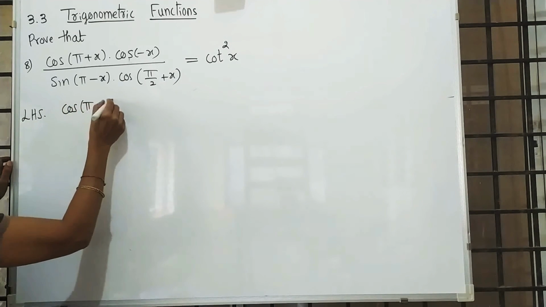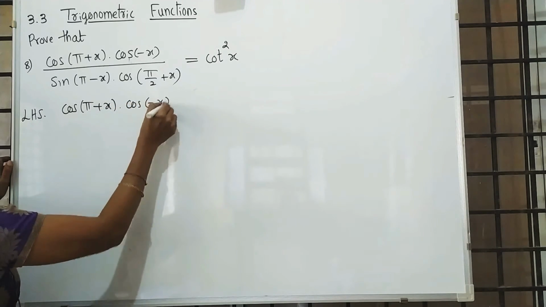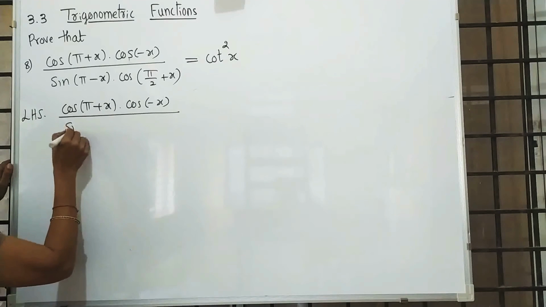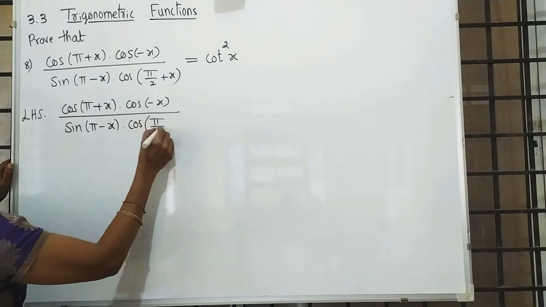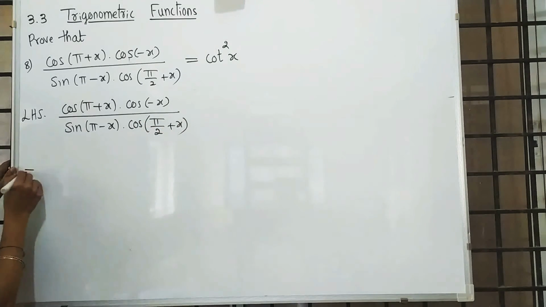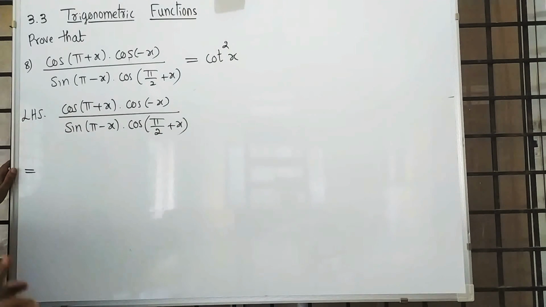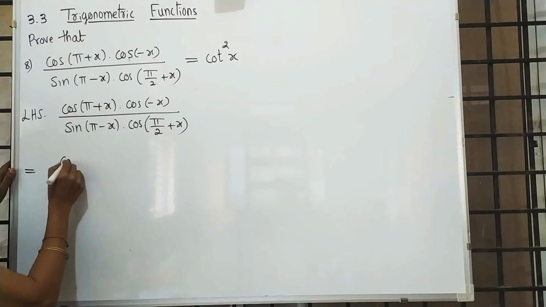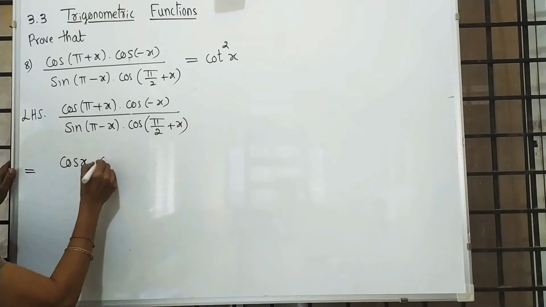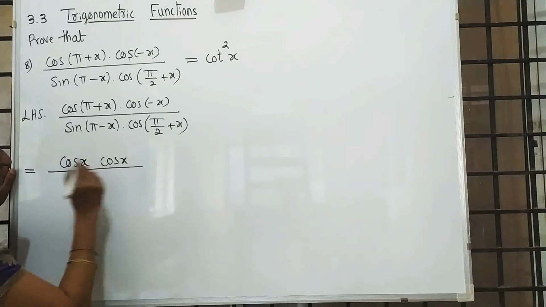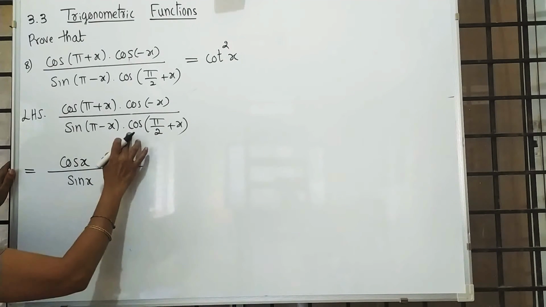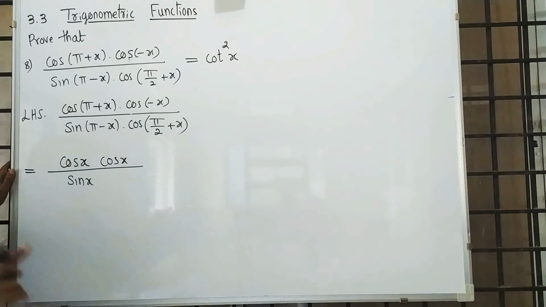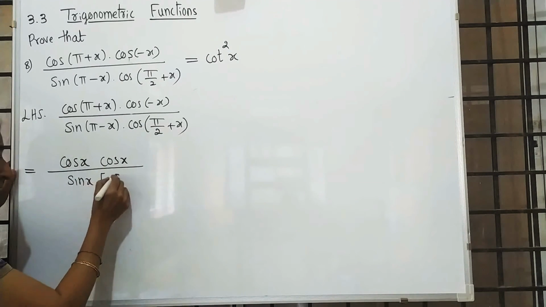Cos pi plus x into cos of minus x divided by sin pi minus x into cos of pi by 2 plus x. See, what is cos pi plus x? Pi is 180. Cos 180 plus x is 2 into 90, that is cos x. And cos of minus x is cos x. In the allied angles, I explained everything. Sin 180 minus theta is sin theta. And cos 90 plus x, cos 90 plus theta is minus sin theta. That's why I am writing it in the bracket.